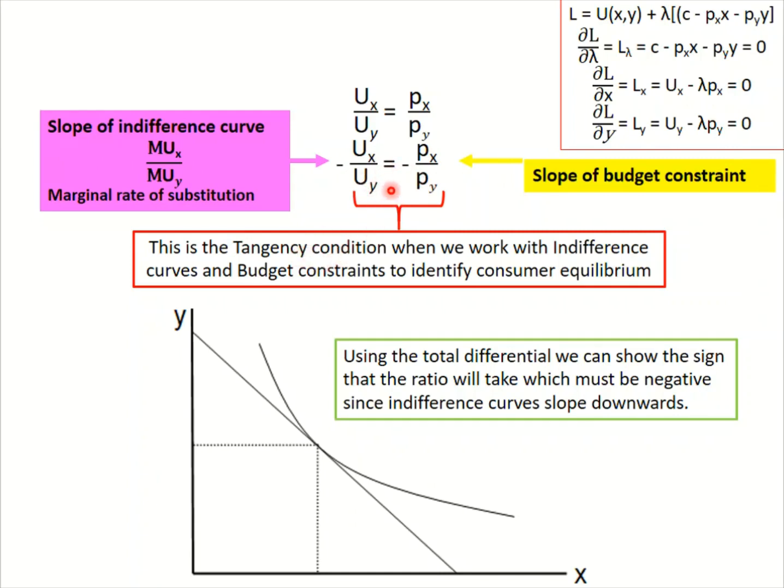All right, and the ratio of the two marginal utilities, that is the slope of our indifference curve, and we refer to this ratio, if you recall, as the marginal rate of substitution, and the ratio of the two prices is the slope of our budget constraint.